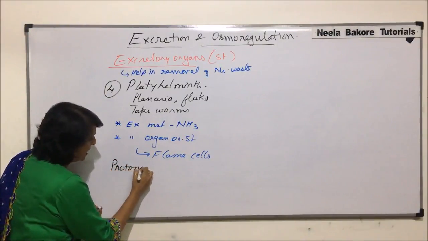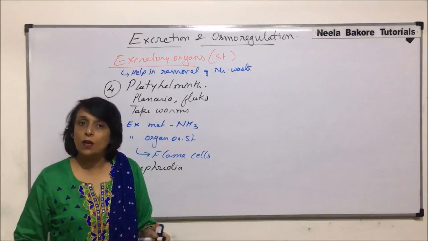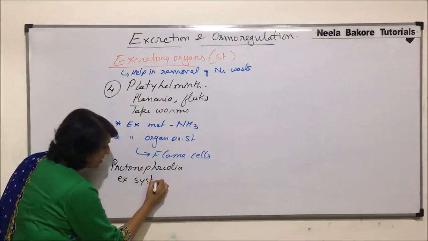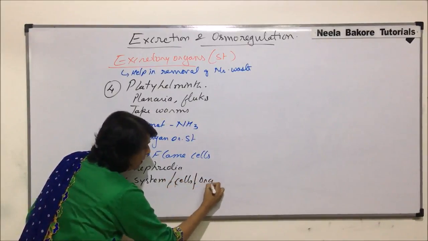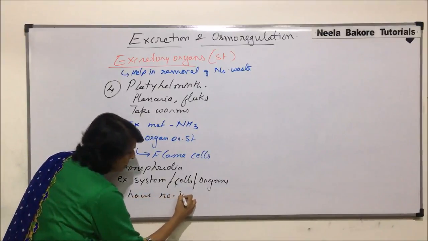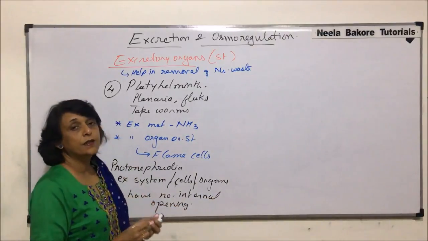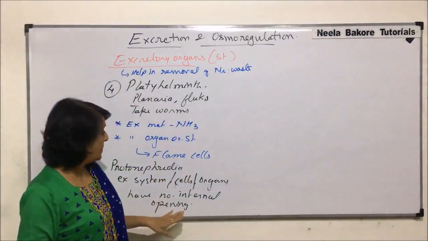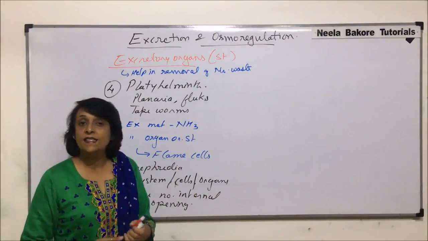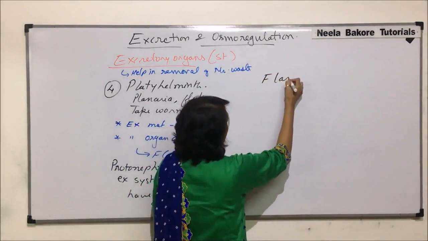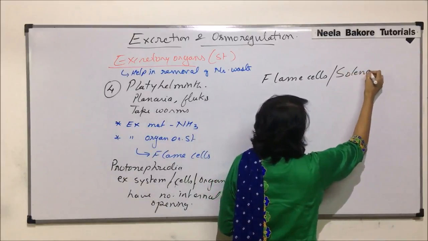Now the term protonephridia is given when the excretory system has no internal opening. So here the excretory system or cells or organs have no internal opening. Now how, without this internal opening, is the material excreted out? So we'll see the structure of the flame cell, and that would help us understand what exactly we mean by protonephridia and why these cells are called flame cells. There is one more term given to these flame cells. They are also known as solenocytes.